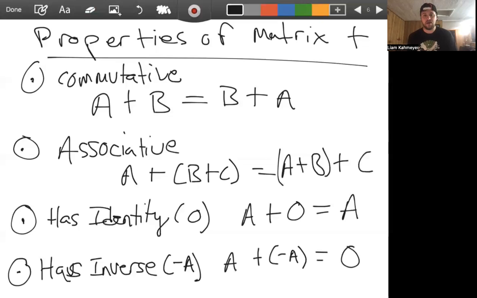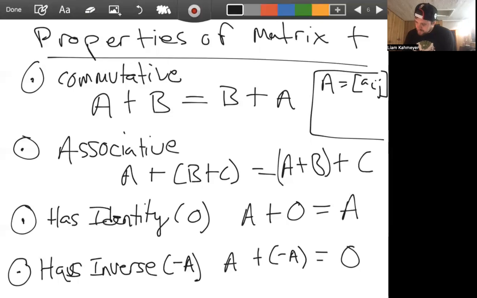And by negative A, we mean that we're just taking the matrix A and then scaling every entry by -1, right? So if A is the matrix A sub ij, well then negative A would be the matrix negative A sub ij. So that negative just goes to every component, right? And you can see if you sum those two matrices up, you would get the 0 matrix, which is the identity. Okay. So next we can talk about scalar multiplication.